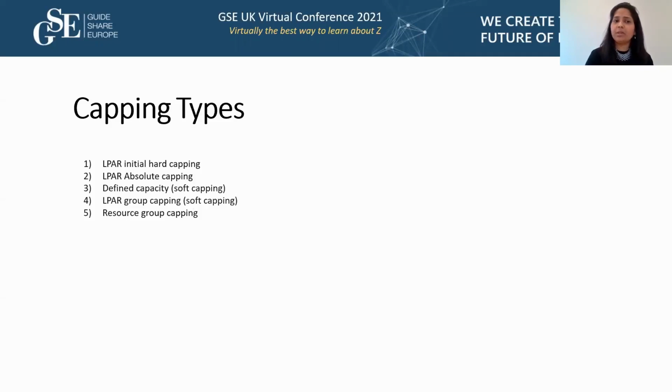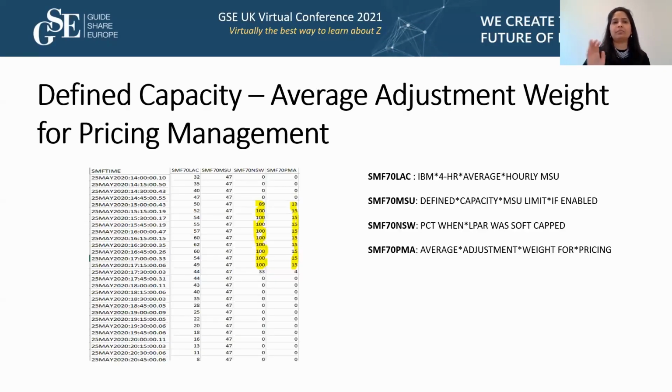Next one is the capping types. Yes, we have different capping types in mainframe techniques. One is LPAR initial hard capping and LPAR absolute capping, and defined capacity as a soft cap, LPAR group capping with a soft cap, and resource group capping. Next one, I'm going to talk about the defined capacity and the capping method called average adjustment weight for pricing management.